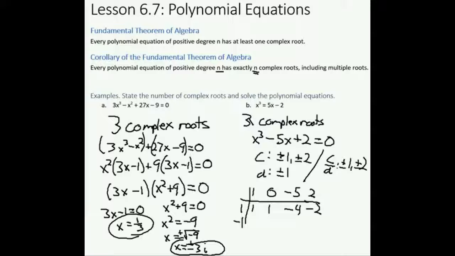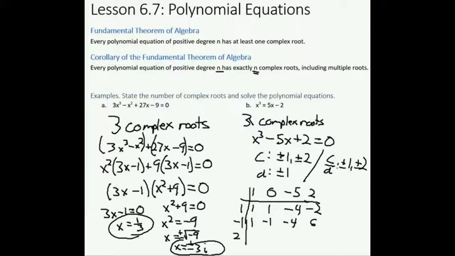Let's try negative 1. Again, we bring down our 1. Make sure when we do it this shortcut way that we're always looking back to our original equation. So negative 1 times 1 is negative 1, plus 0 is negative 1. Negative 1 times negative 1 is 1. So 1 plus negative 5 is negative 4. This would be positive 4, and this would give us a 6. All right, well, those two didn't work.